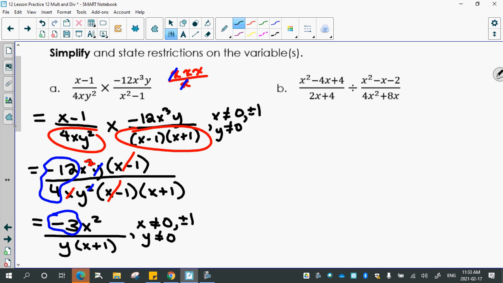Numerator. Can I factor the numerator? Yes. Simple trinomial. I'm going to put an equals here. So I need 2 numbers that multiply to positive 4 and add to negative 4. Negative 2, good. They both have to be negative to multiply to a positive.